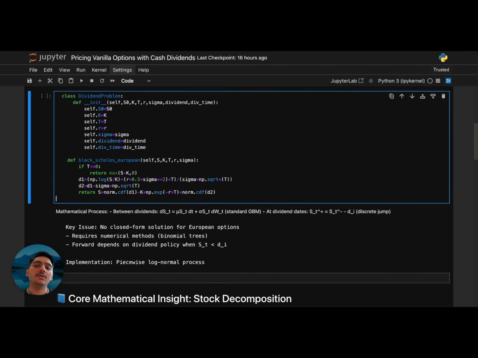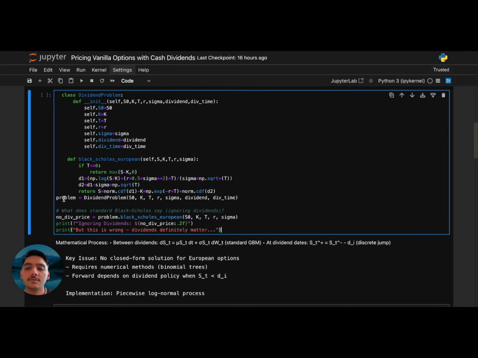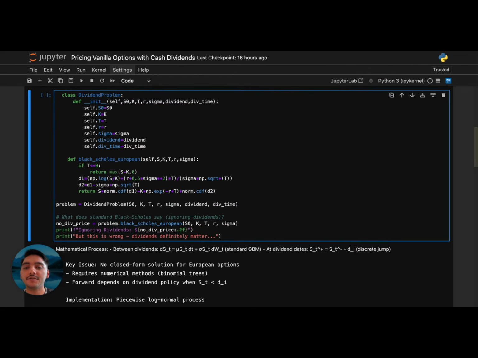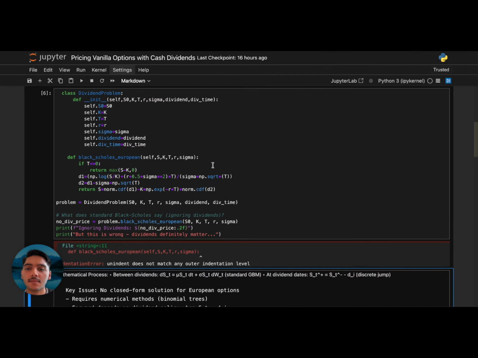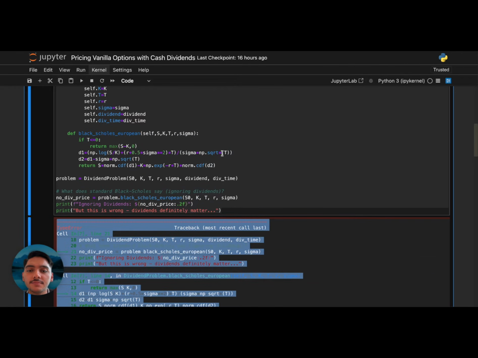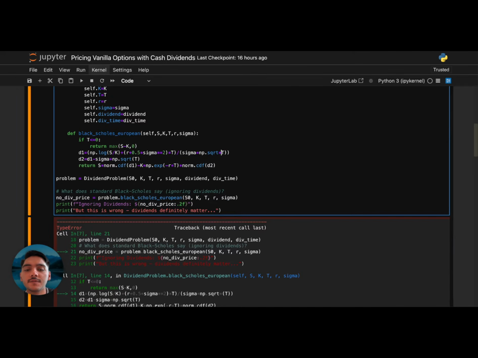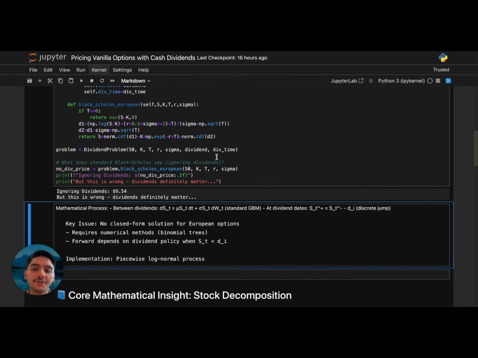And now let me show you the actual problem I am talking about. I have copied code which I have already written, so that both of our time doesn't get wasted. I'm so sorry, I committed an error here. There should be just a square root. So we are ignoring the dividends.